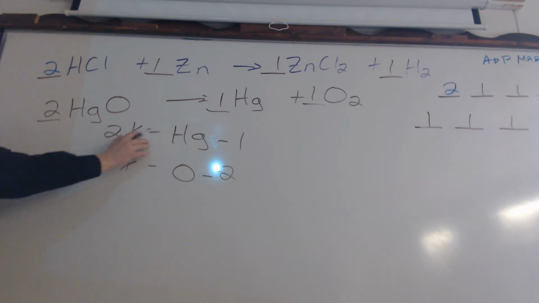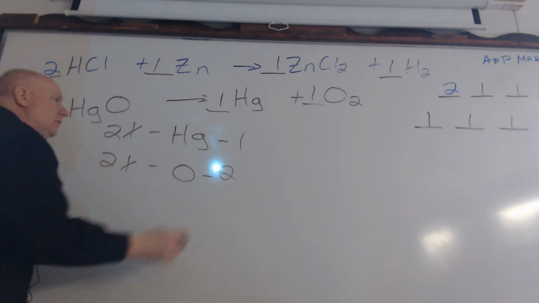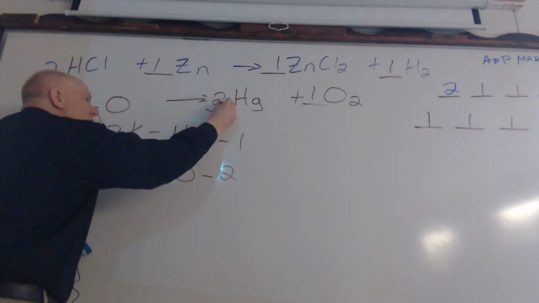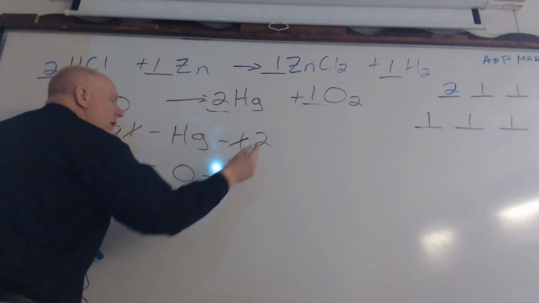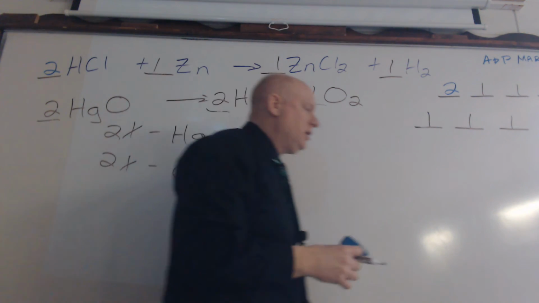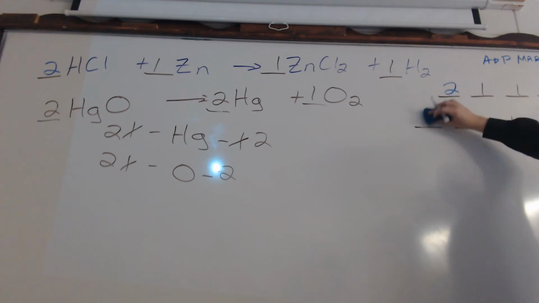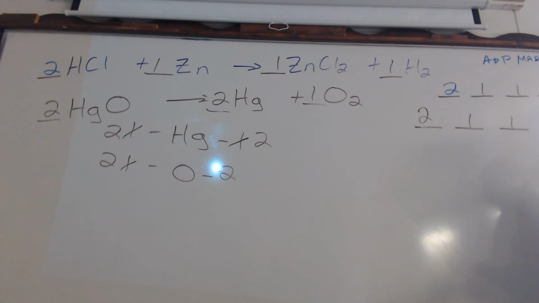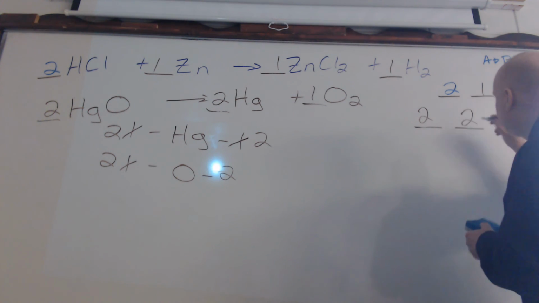You've got 2 to 1. So how do we get this number up to a 2? You put a 2 in front of there. Then once you do that, that changes this. So what numbers changed from 1s to 2s? The first one? No, the second one, 2. Okay.